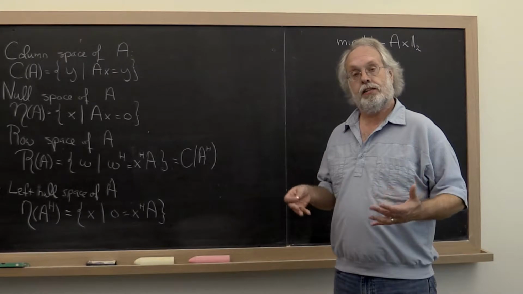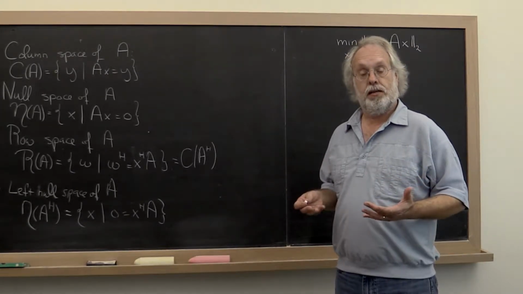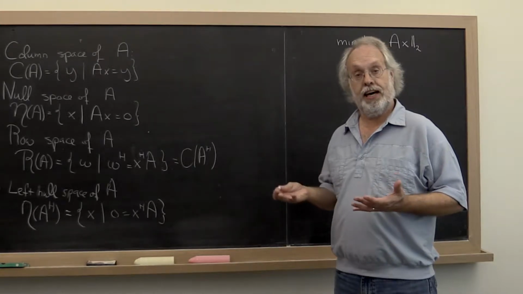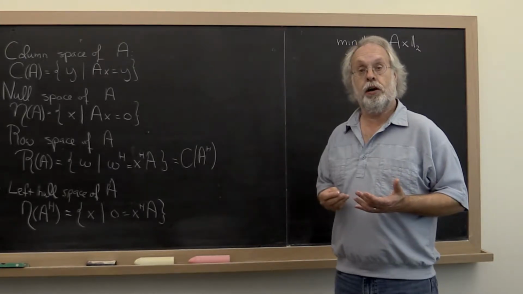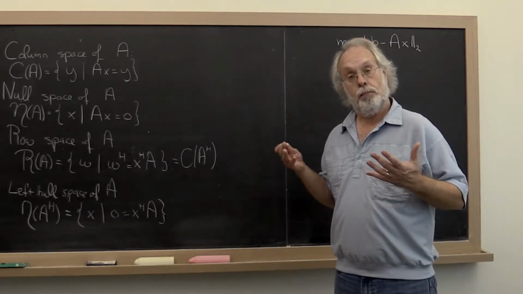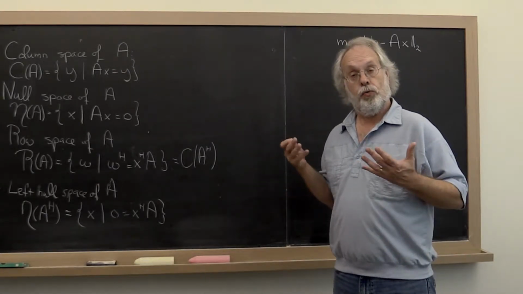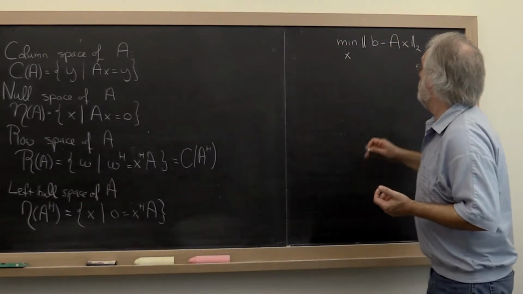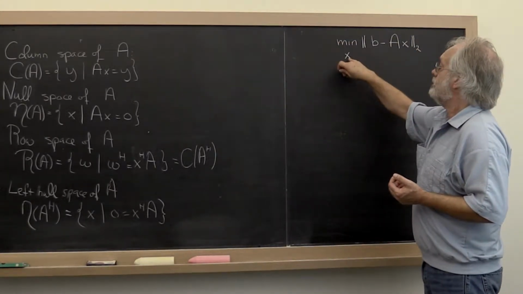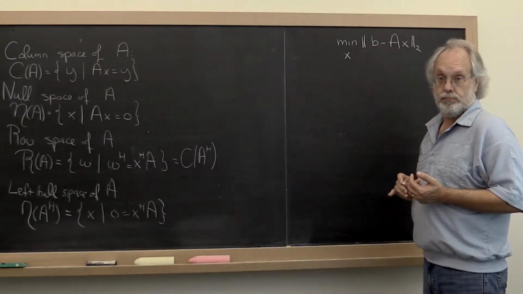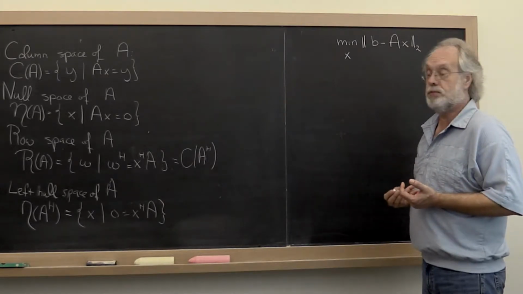Now that we understand the four fundamental spaces and how they relate to how A maps a vector x to a vector in a column space, we can come up with our first practical method for solving the linear least squares problem. So how does that go? Well, notice that we want to find the x that minimizes the 2 norm of b minus Ax. That's how we formulated the linear least squares problem.